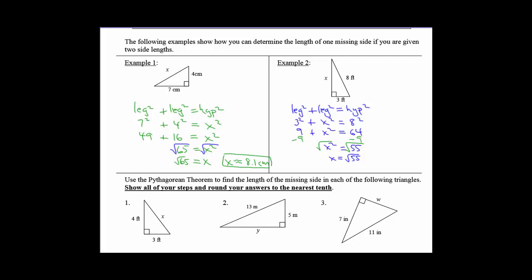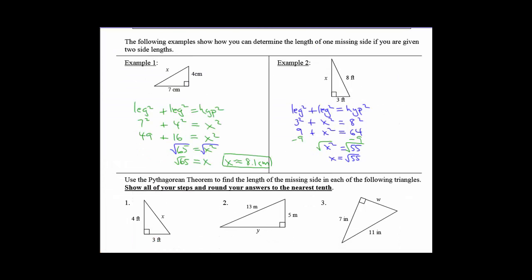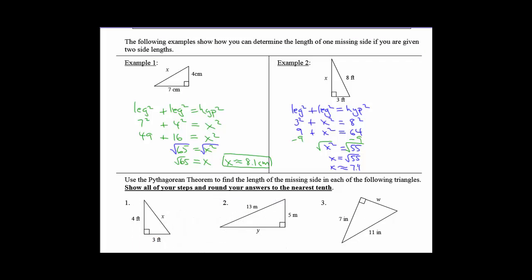So again, we're going to need to ask our calculator, what is the square root of 55? Unless 55 is a perfect square, which it is not. And that looks like it rounds to 7.4, because after the 4 there's a 1. So let's go back and finish the problem and say that x is approximately equal to 7.4. Sorry, 7.4. And that is feet.